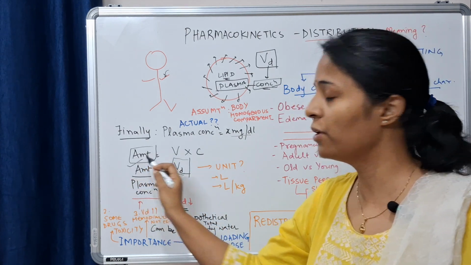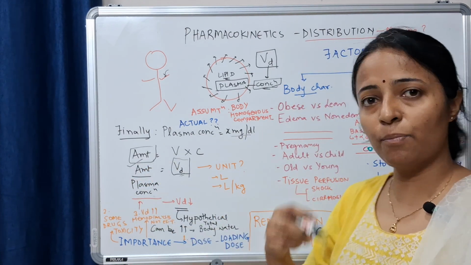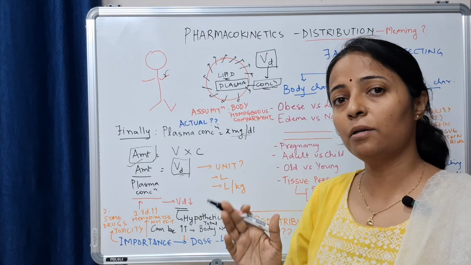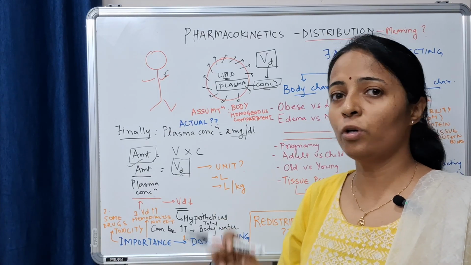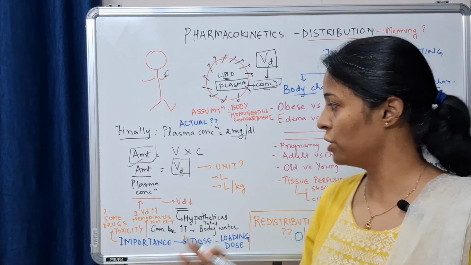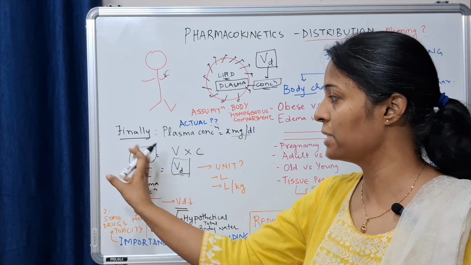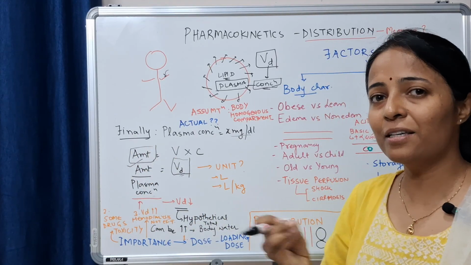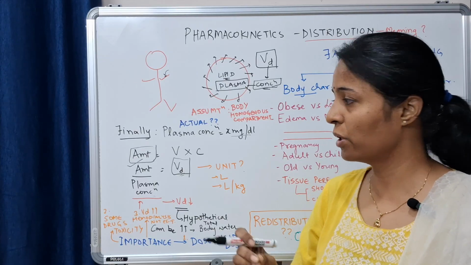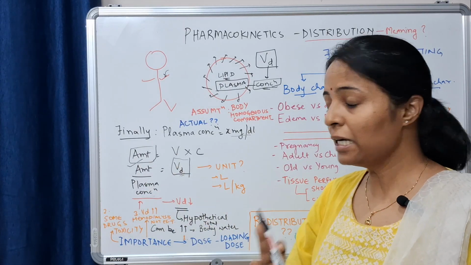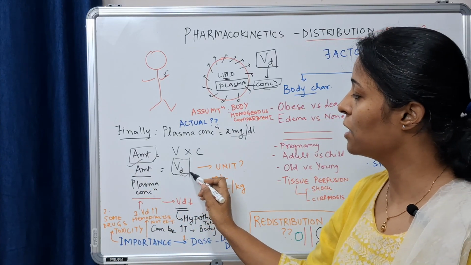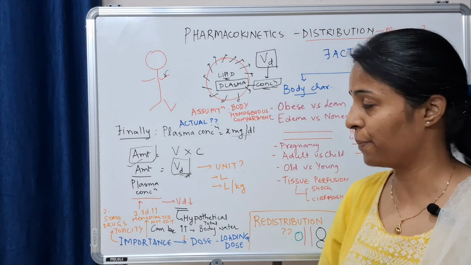So this amount, we will know how much amount we have given. Suppose we have injected the drug, then because of 100% bioavailability, the whole amount will go into the plasma, isn't it? And from there it is going to redistribute. So in the injected case, this amount we will know. If it is other routes, then the whole amount will not be absorbed. So that is why we are taking the injected one. So amount divided by the plasma concentration will give us the volume of distribution.